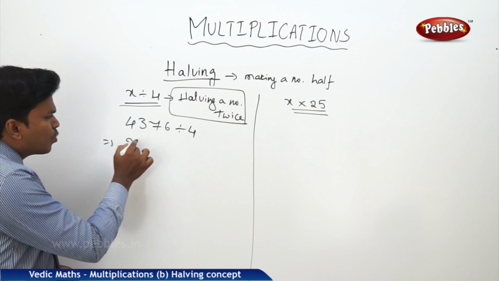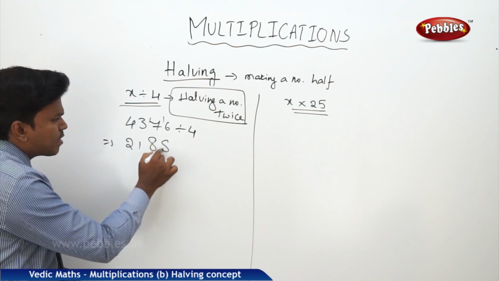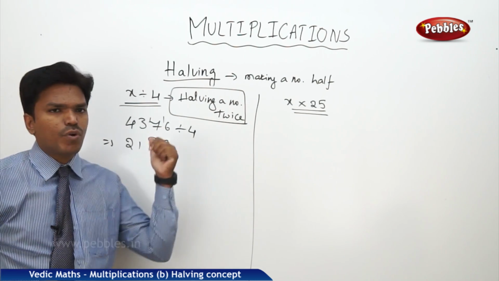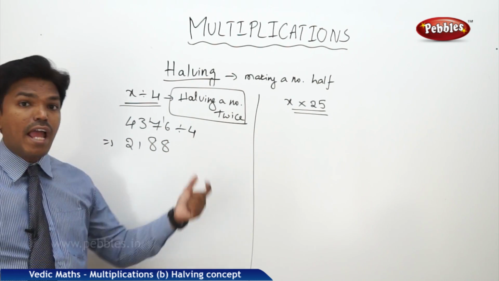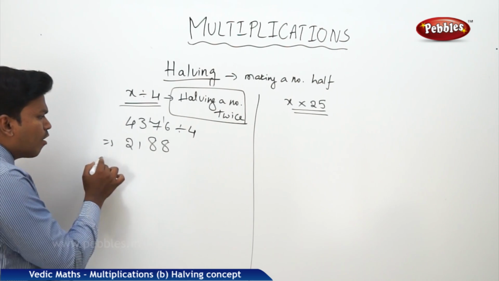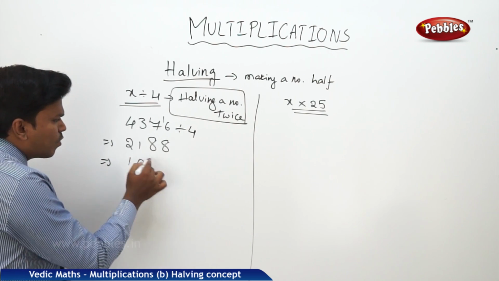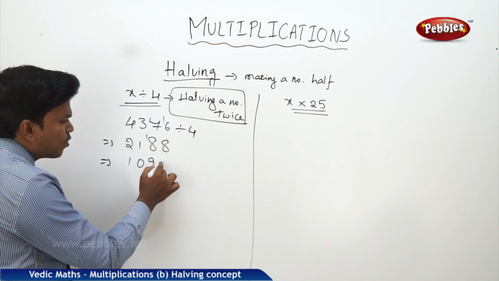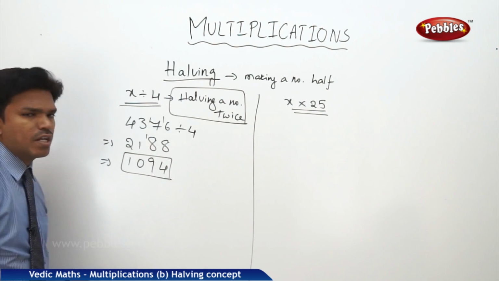How much will you get? So 2 2s, 2 1s, 2 8s, 2 8s. So I got a half of 4376 as 2188. Again make it a half. So 2 1s, 0, 1 remainder, 2 9s, 2 4s. So the answer is 1094.